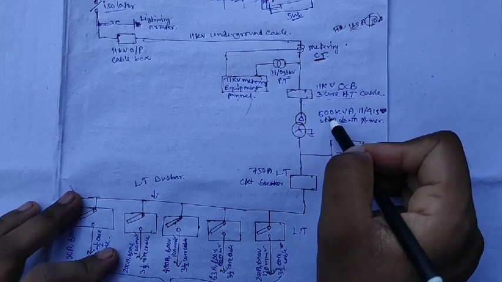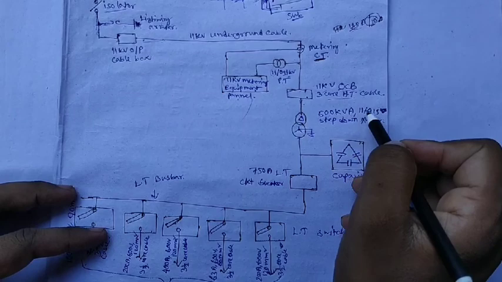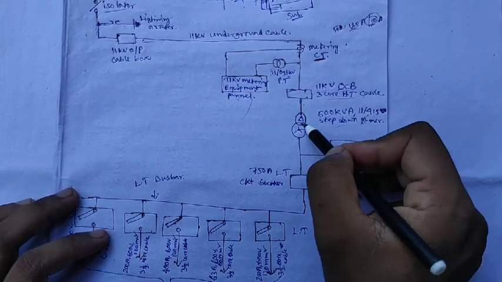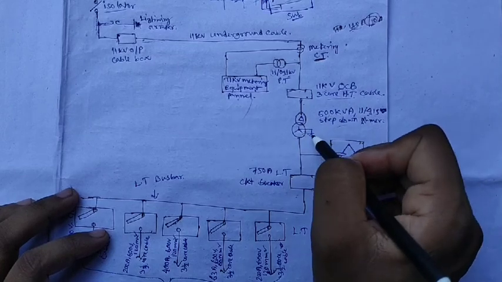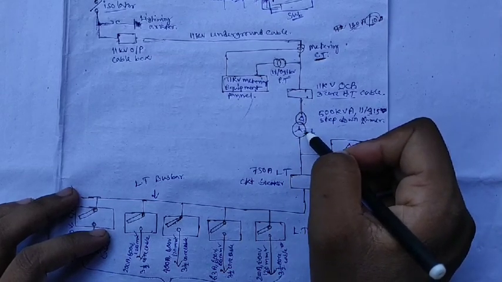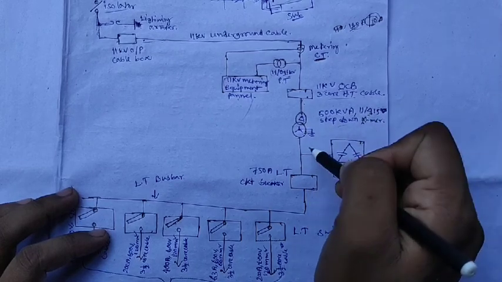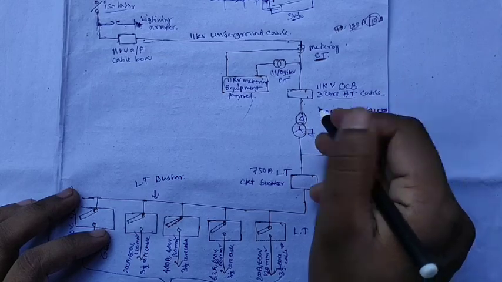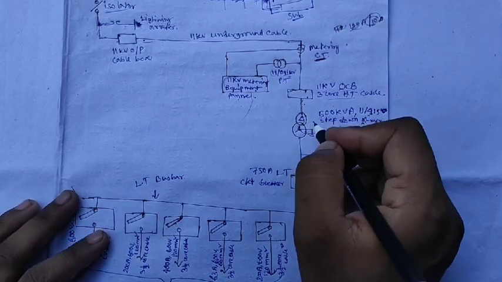Okay, this is the 500 kVA 11 by 400 volt step down transformer. That means 11 kV is the input line and 415 is the output line. Okay, and the output is star connected, because this is the 415, that means the distribution line, so neutral is needed. So this is the star connection and this is the delta connection.